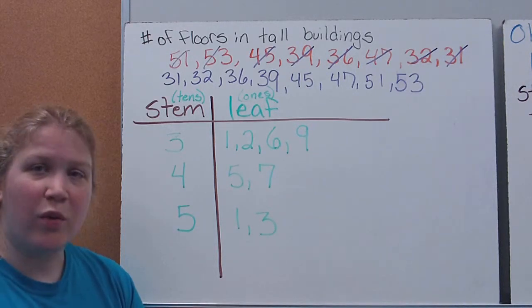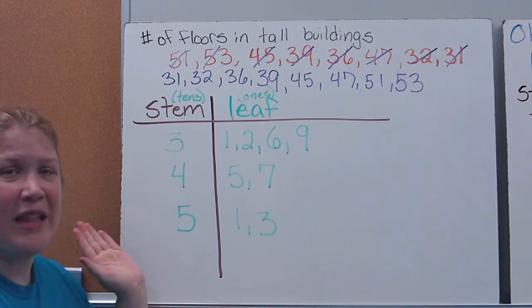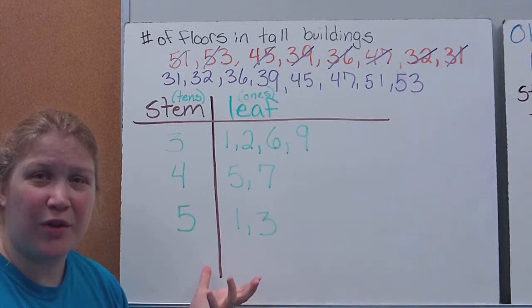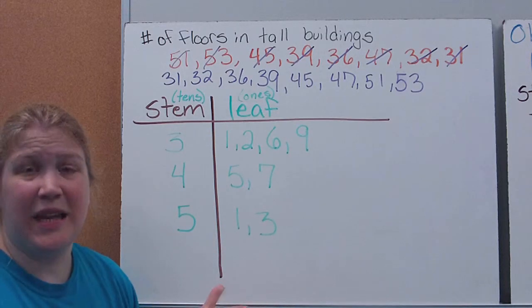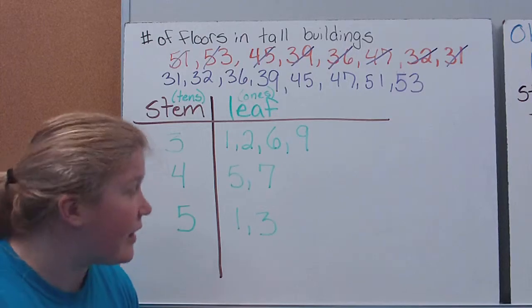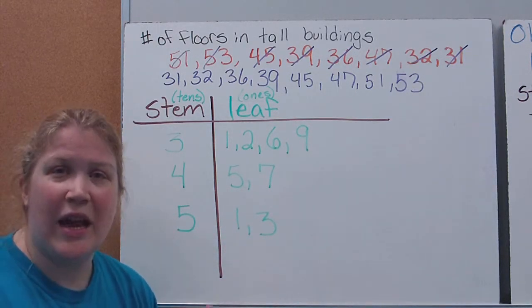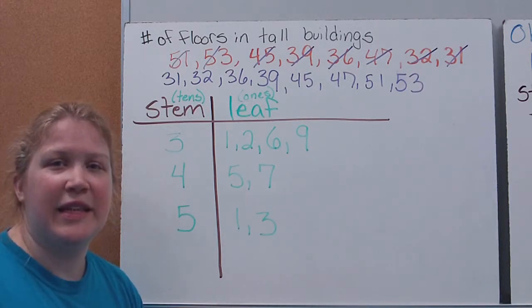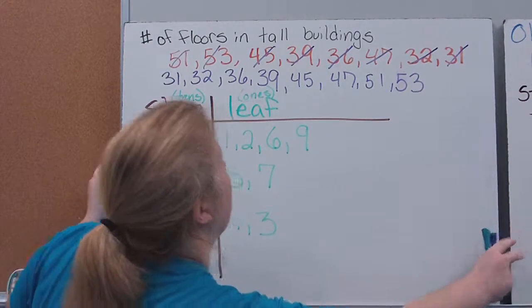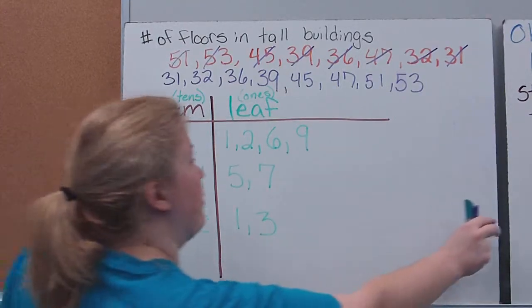Okay? So really all we're doing is breaking the number apart, and then we're displaying the numbers based on the digits that make them up. So that's all we're doing when we make a stem and a leaf plot. We'll make another one, and then I'll ask a few questions about it so you can see how we would use it. Pause in case you want to write that down.